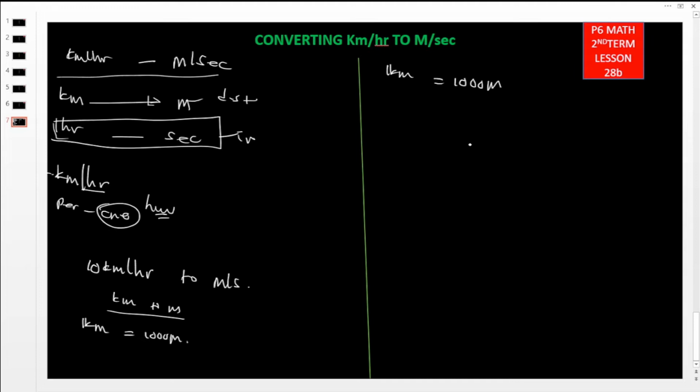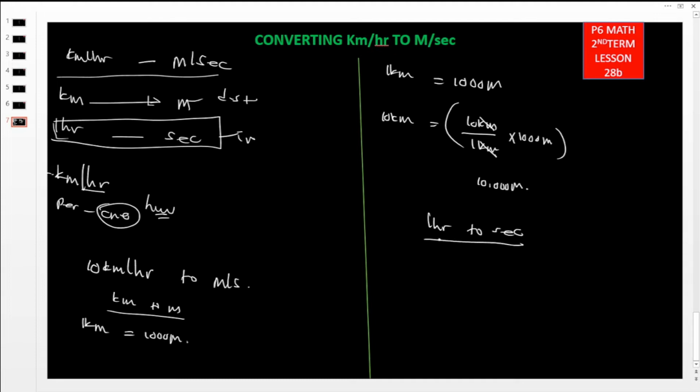How about the 10 kilometers? It is going to be an inverted L: 10 kilometers all over 1 kilometer times 1,000 meters. Kilometer with kilometer cancels, and 10 times this gives 10,000 meters. After that, we convert 1 hour to seconds. The leading statement is 1 hour is equal to 3,600 seconds.